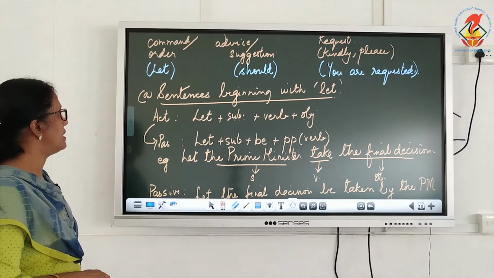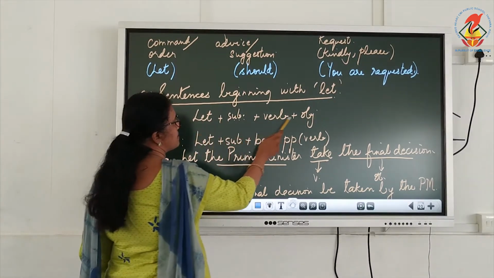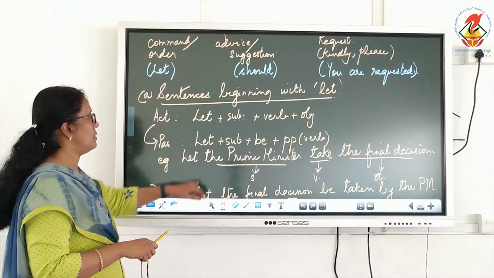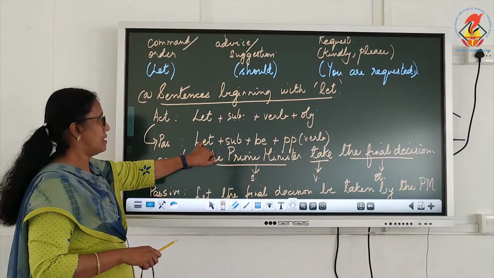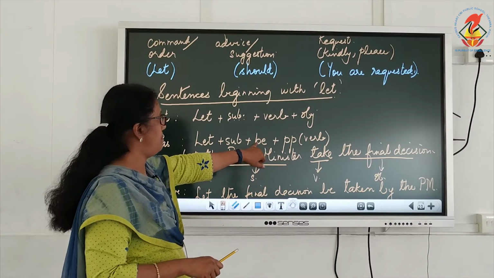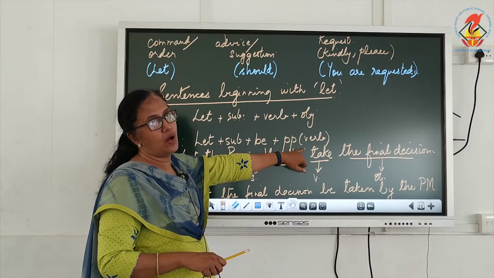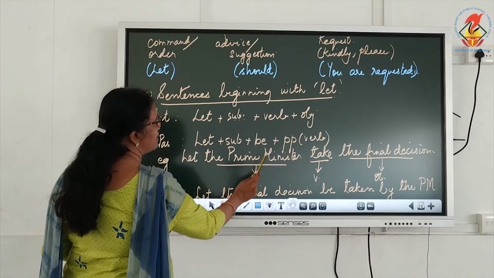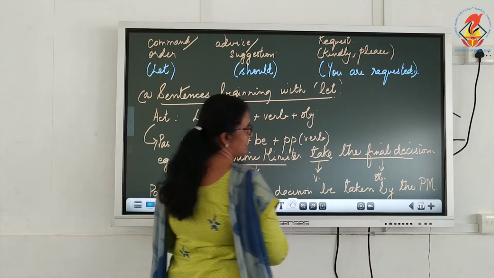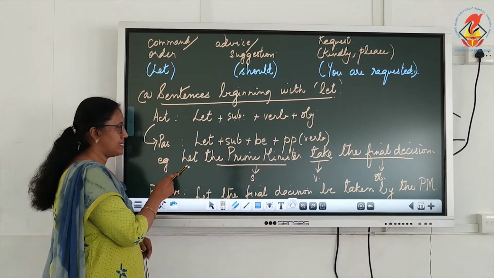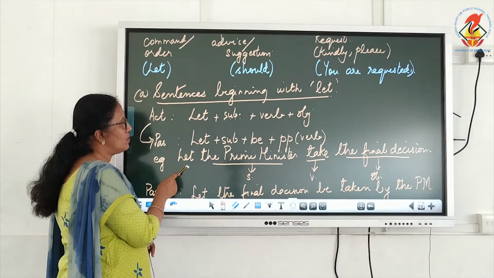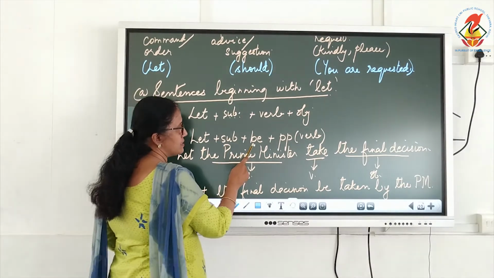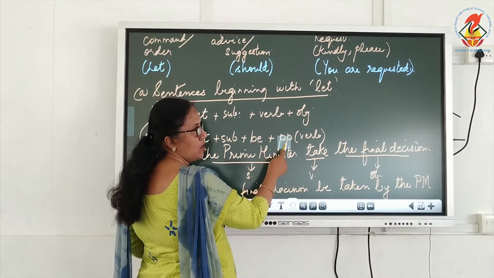Now if you have a sentence that begins with let, has a subject plus a verb and the object, how are you going to convert it into its passive form? When you convert it into its passive form, it will be let plus the subject plus be plus the past participle of the verb. An example is: let the Prime Minister take the final decision. Here your sentence is starting with the word let. So how will you go about writing it in its passive form? Here you have let plus the subject plus be plus the past participle of the verb.